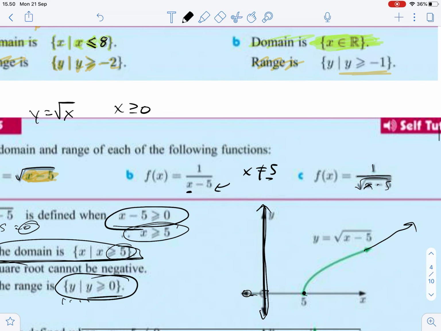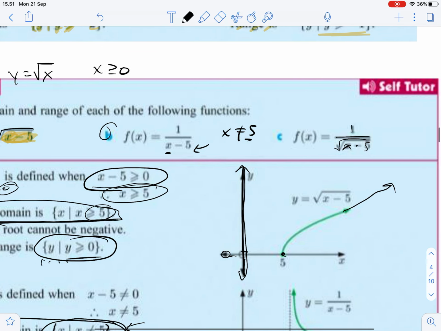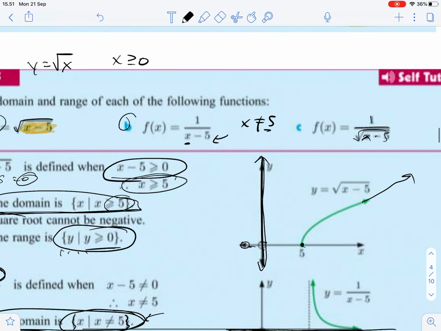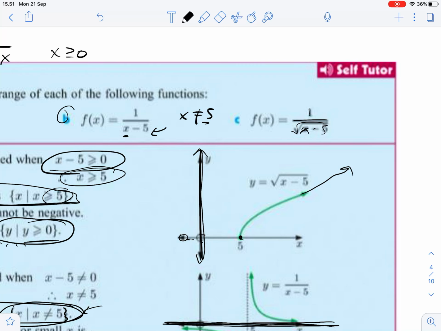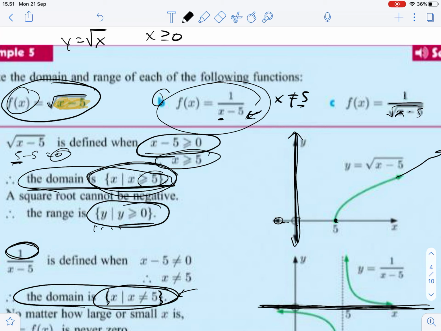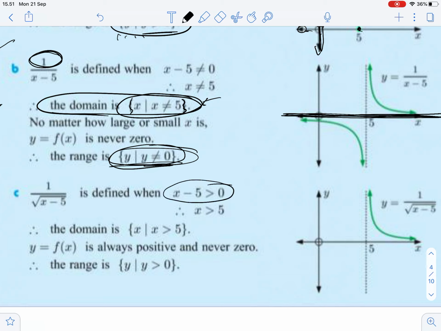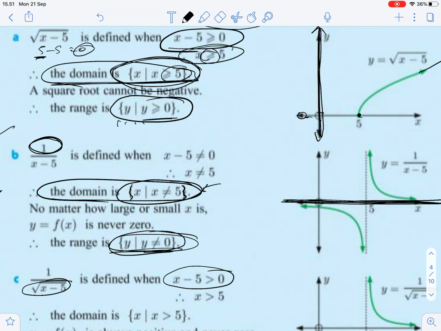Now, think about this. It's kind of a combination of b and a, right? If we look at the domains of each one, we have to take into consideration the domains of each one. So we know that in a, square root of x minus 5, x had to be greater than or equal to 5. We know that in 1 over x minus 5, our denominator couldn't be 0. Okay? So, down here, if my denominator can't be 0, that means I can't include 5 like I did up here.